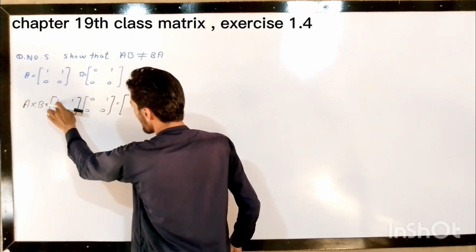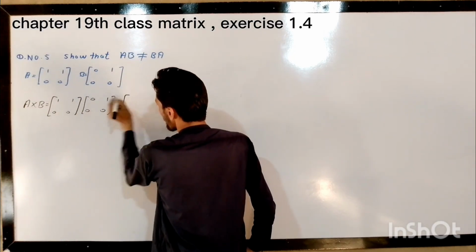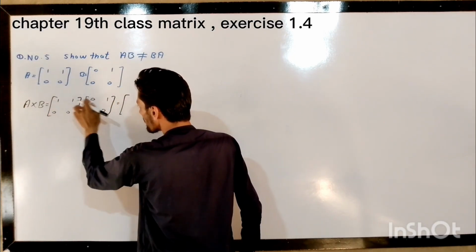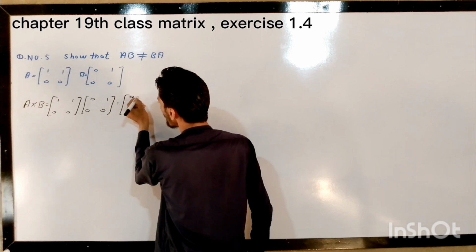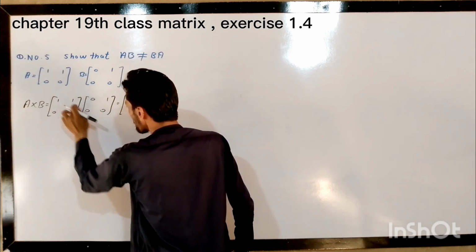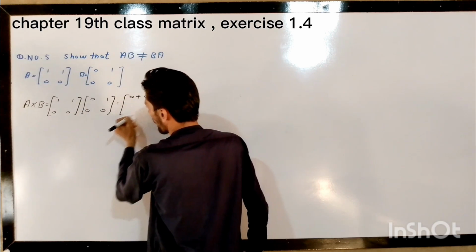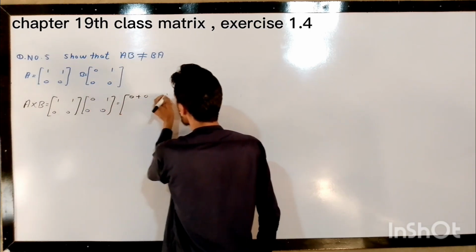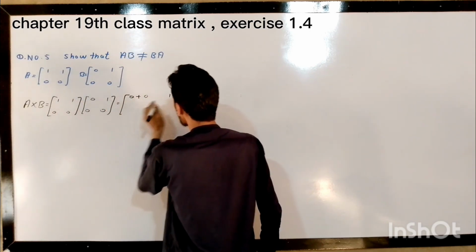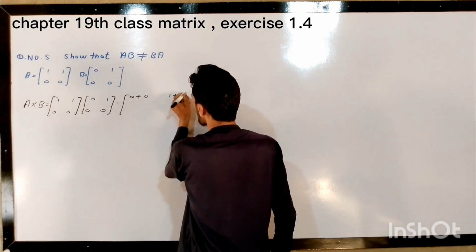Okay, multiply it with it. So 1 when multiplied with 0 will be equal to 0 plus 1 multiplied with 0 will be equal to 0. Okay, 1 multiplied with 1 will be equal to 1. 1 multiplied with 0 will be equal to 0.